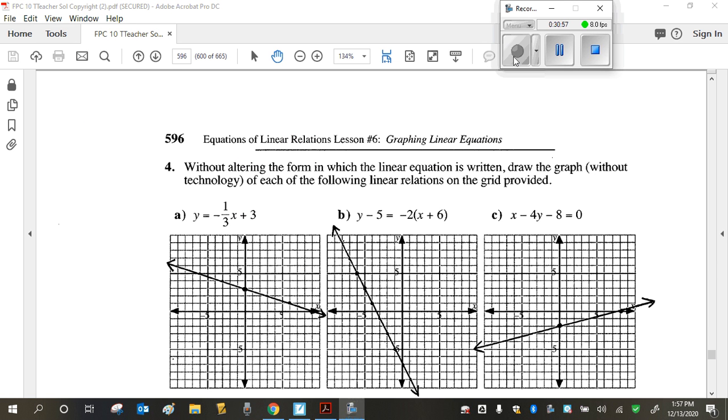Okay, here are the answers to number 4. Graph better than I can, so let's see how they did it. They have a y-intercept (0, 3), so they plot that first, 3 up. And then the rise is -1, and the run is 3. The negative sign goes up here. So 1 down, 3 to the right, 1 down, 3 to the right, and then you connect these dots, and please label it y equals -1/3 x plus 3.